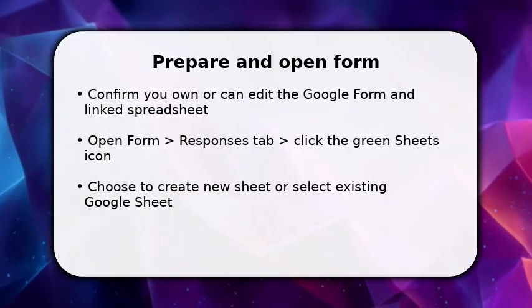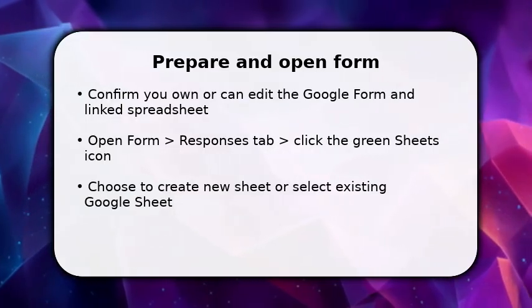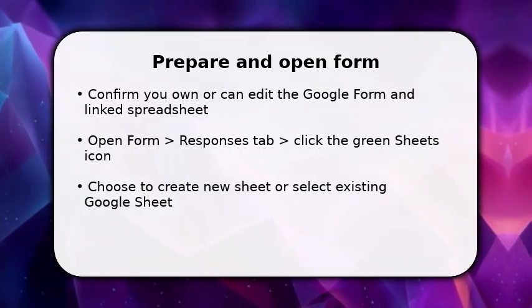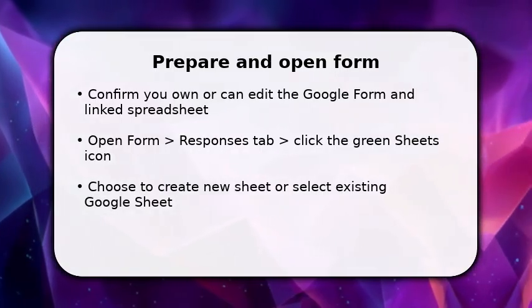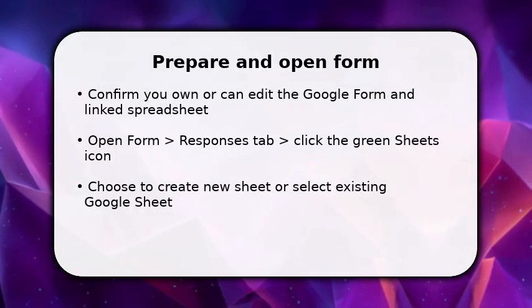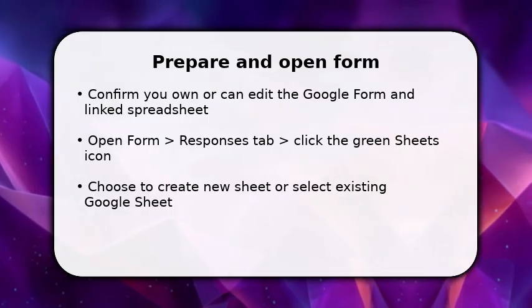You already have the form ready, so start by opening its Responses tab and clicking the green Sheets icon. Choose Create a new spreadsheet or select Existing, then pick the sheet and click Select. Once done, make sure the sheet has headers and some sample responses so Excel mapping is obvious.